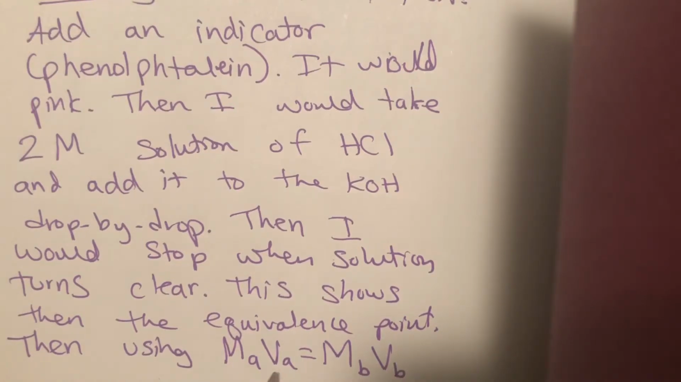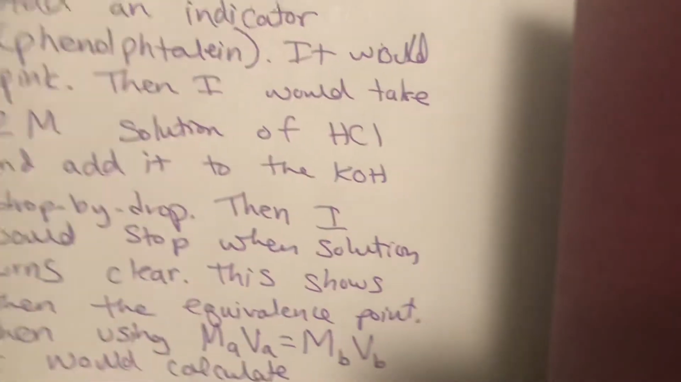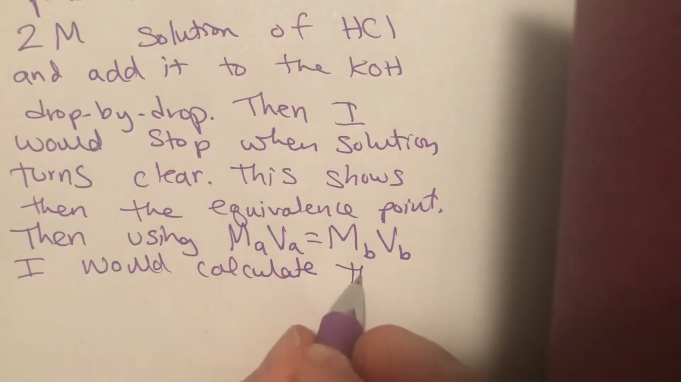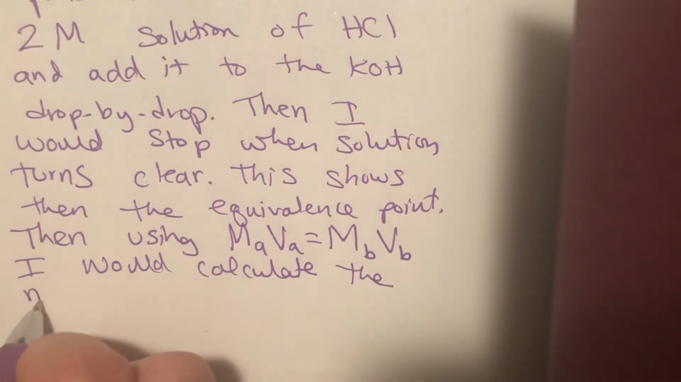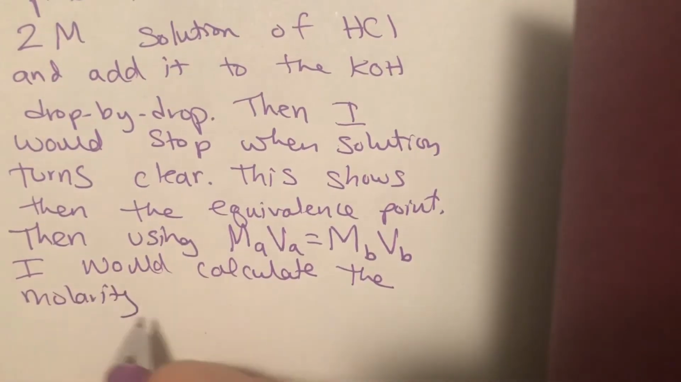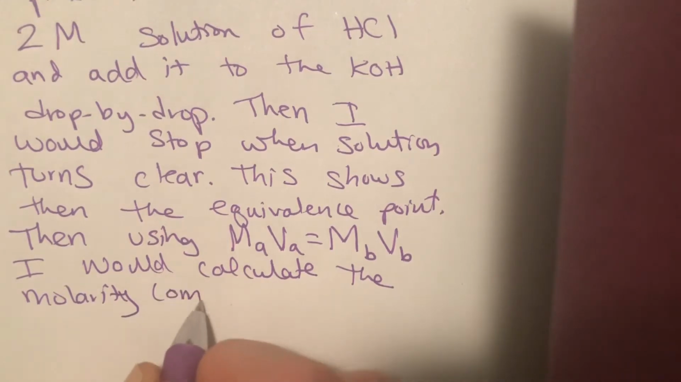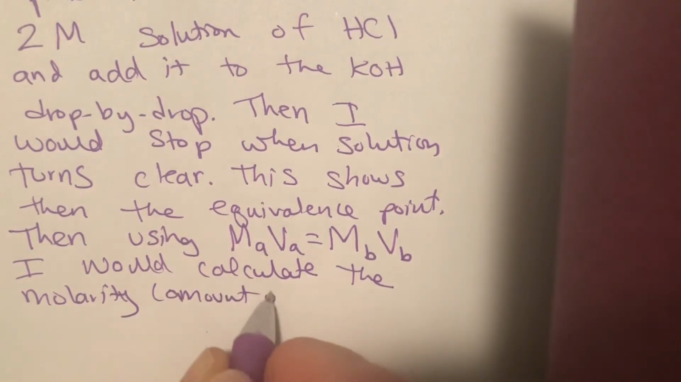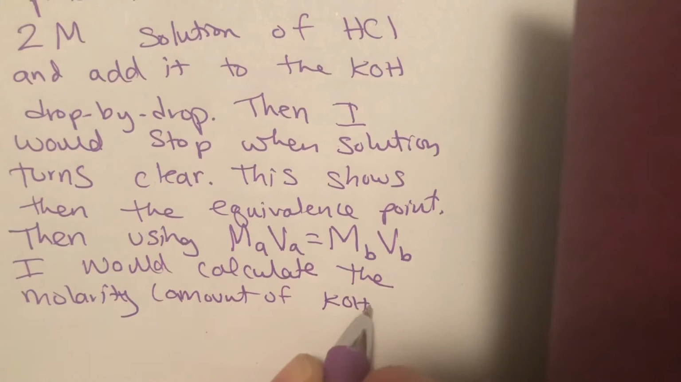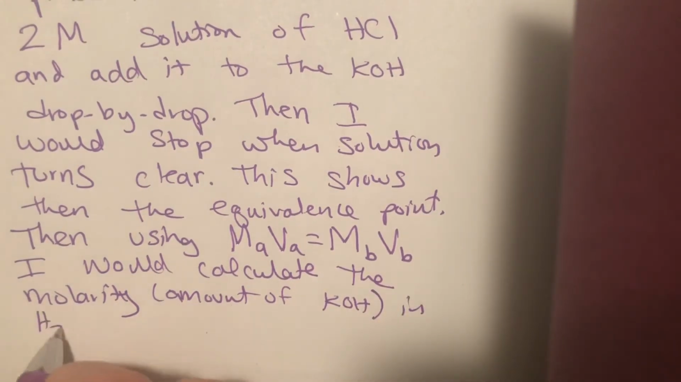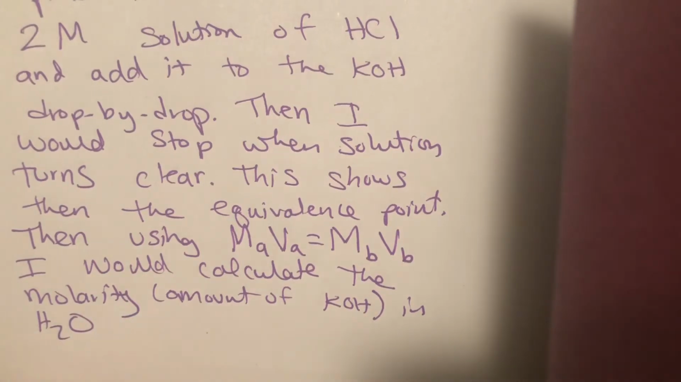But so MAVA is equal to MBVB, and then I would use that. I would calculate the molarity, excuse me, or amount of KOH in water. So that's number 1.